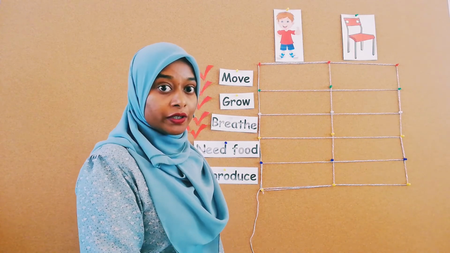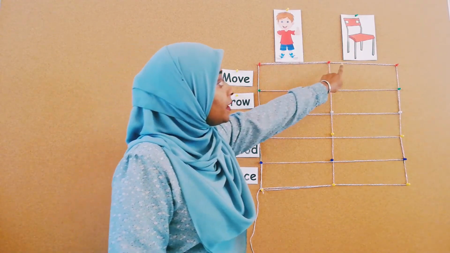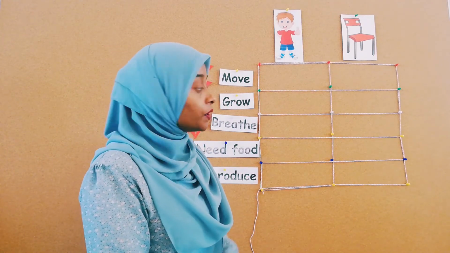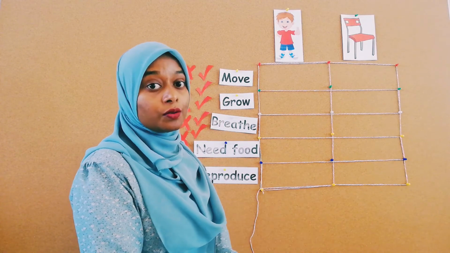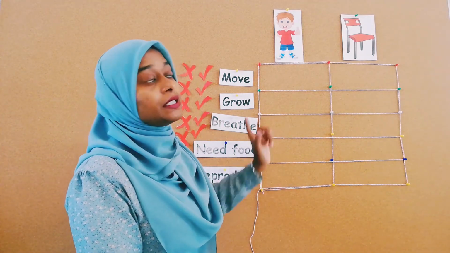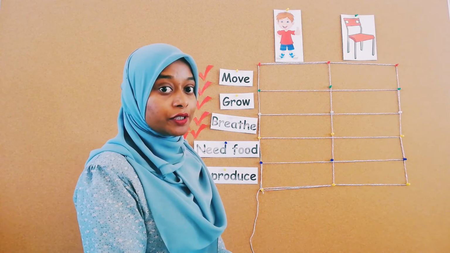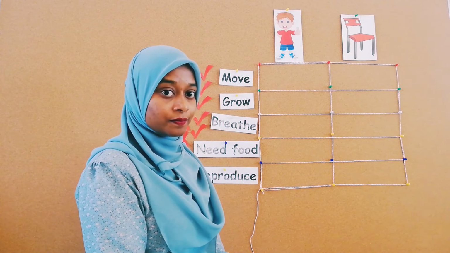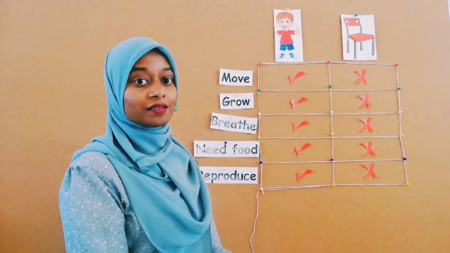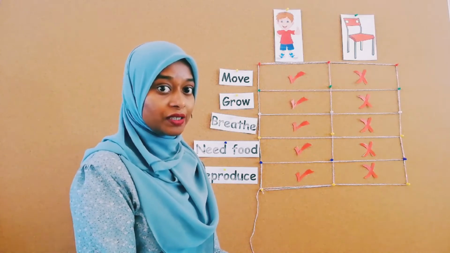Let's do one more example. This time I have a human or a boy and a chair. So this time I want you to pause the video and find the answers on your own. You can draw the table in your book and put tick and cross accordingly. Okay, once you are done, you can play the video and check the answers. Did you get all the answers correct? Here's my answers. Let's check it together and see if we have the same answers.